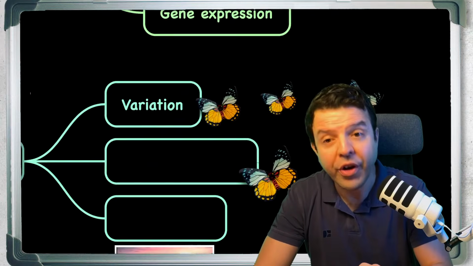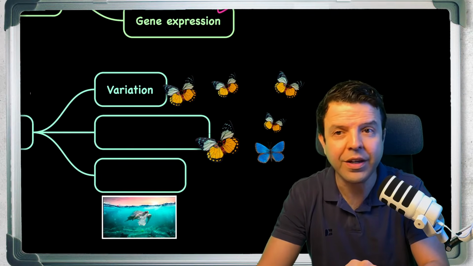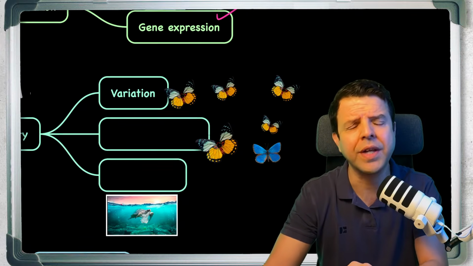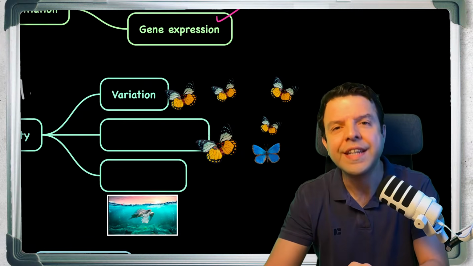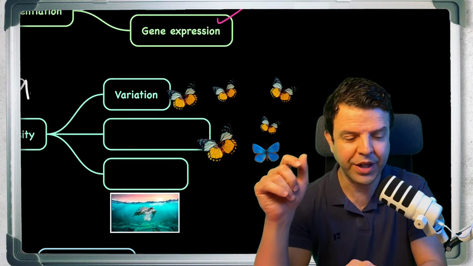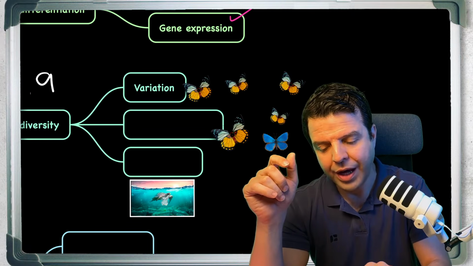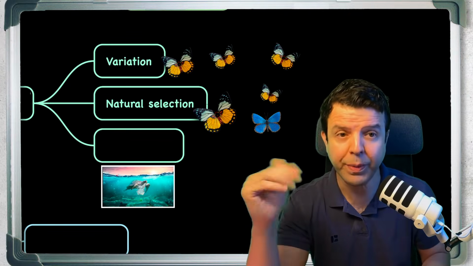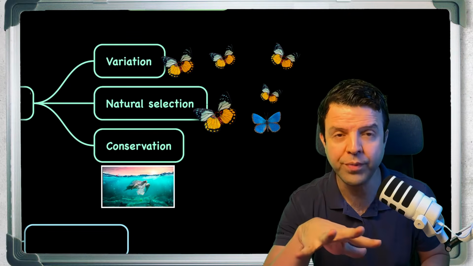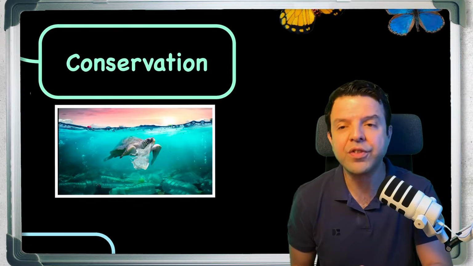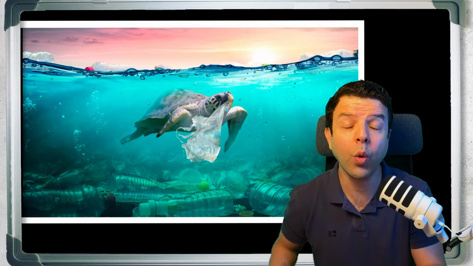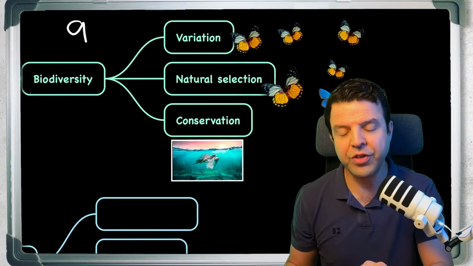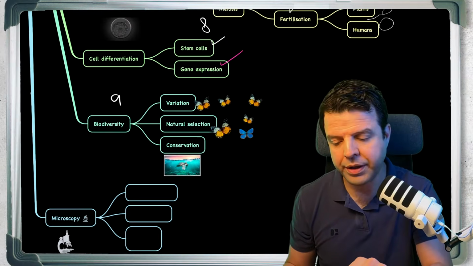So variation, like causes of variation, like you remember in IGCSE you had something called continuous, discontinuous variation. You do the same thing here. You also have the part about natural selection, and as you expect, there's evolution. In addition, you have a small section on how we conserve plants and animals. So this is the last block.